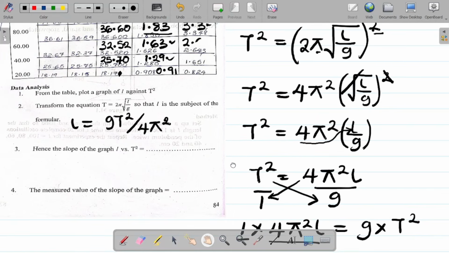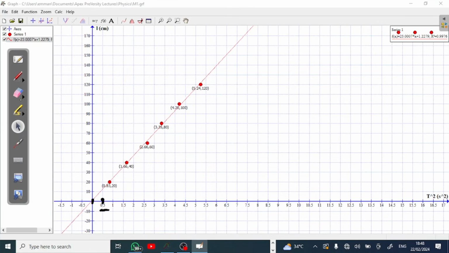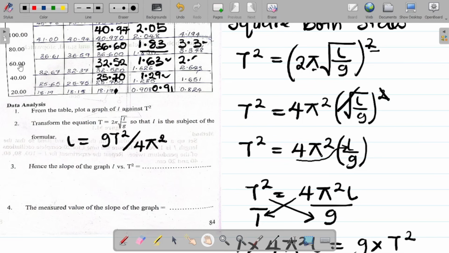Alright, the next question, number 3, says, hence the slope of the graph of L versus T squared is dash. What's my slope? Going back to my graph, the good thing here is that this software I have actually helps you get the slope. The slope is what you see here, which is about 23.00. Of course, your slope will have a unit.